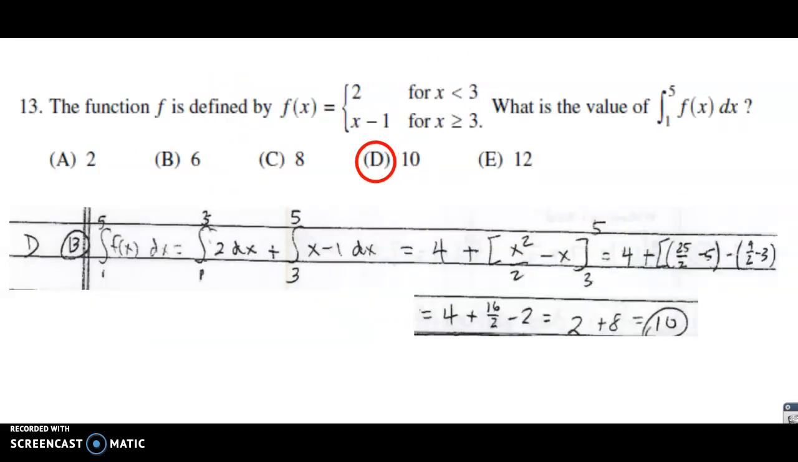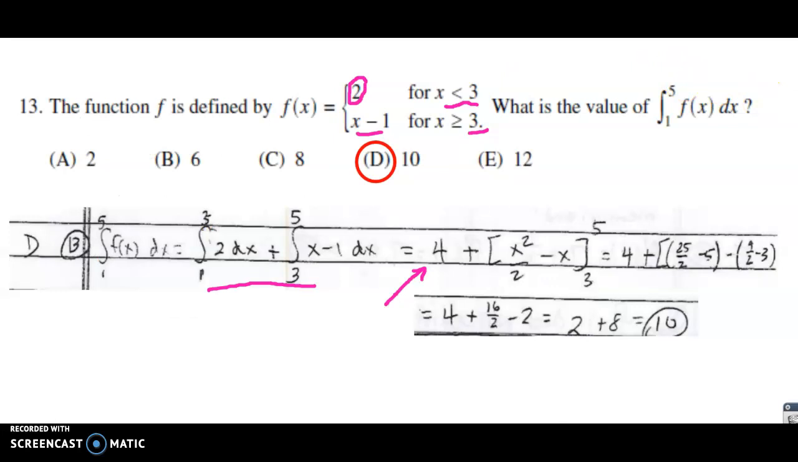Number 13, we have another piecewise function. For what is the value from 1 to 5 of f of x dx? If you have a piecewise function and you have to integrate, you integrate in pieces. So we integrate the first piece of 2 for anything that is less than 3. So we go from 1 to 3, integrating 2, and that's going to just generate a rectangle. And then we go from 3 to 5, integrating x minus 1. And you can see my setup down here. You can see my integration and my work here. It's really not a bad problem if you understand how to break up the piecewise.